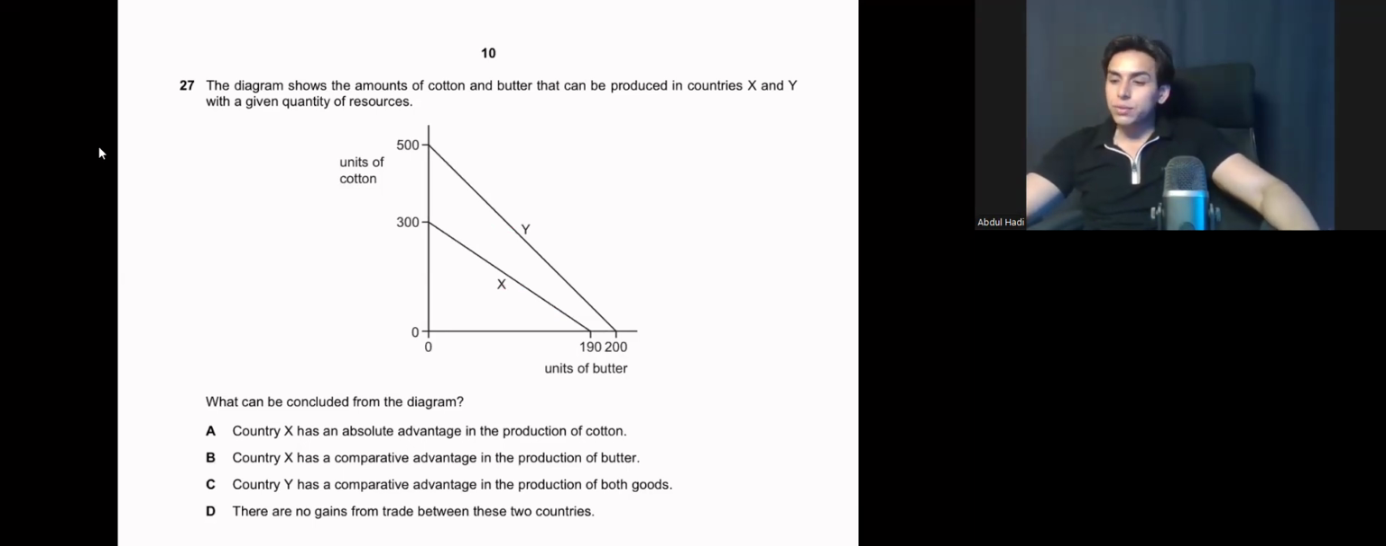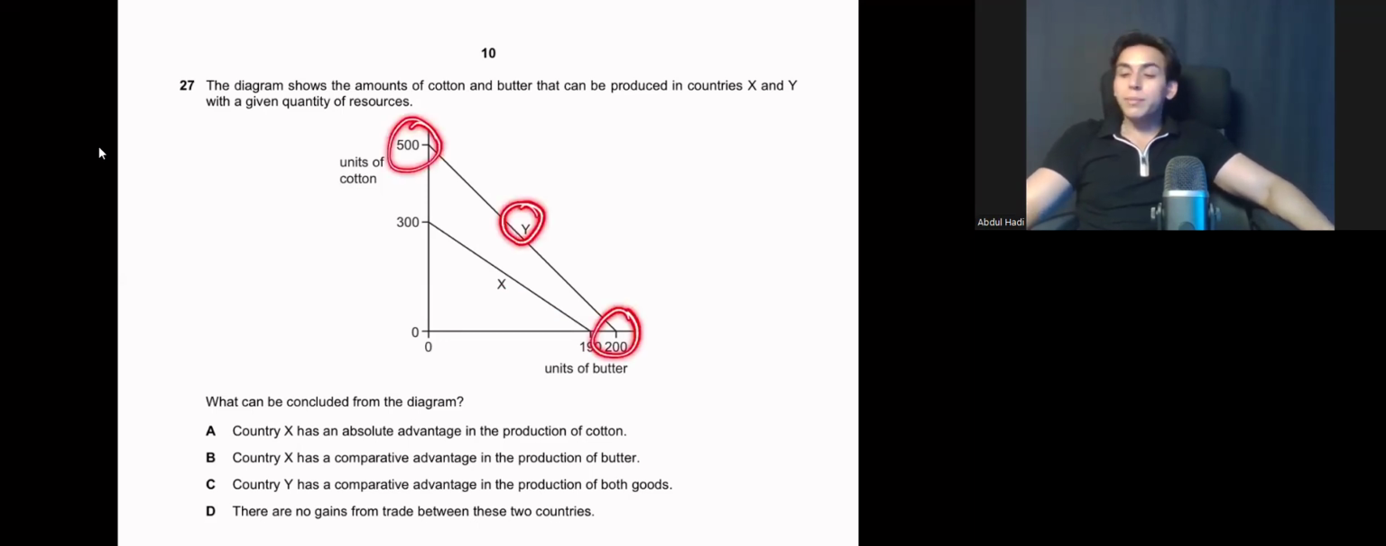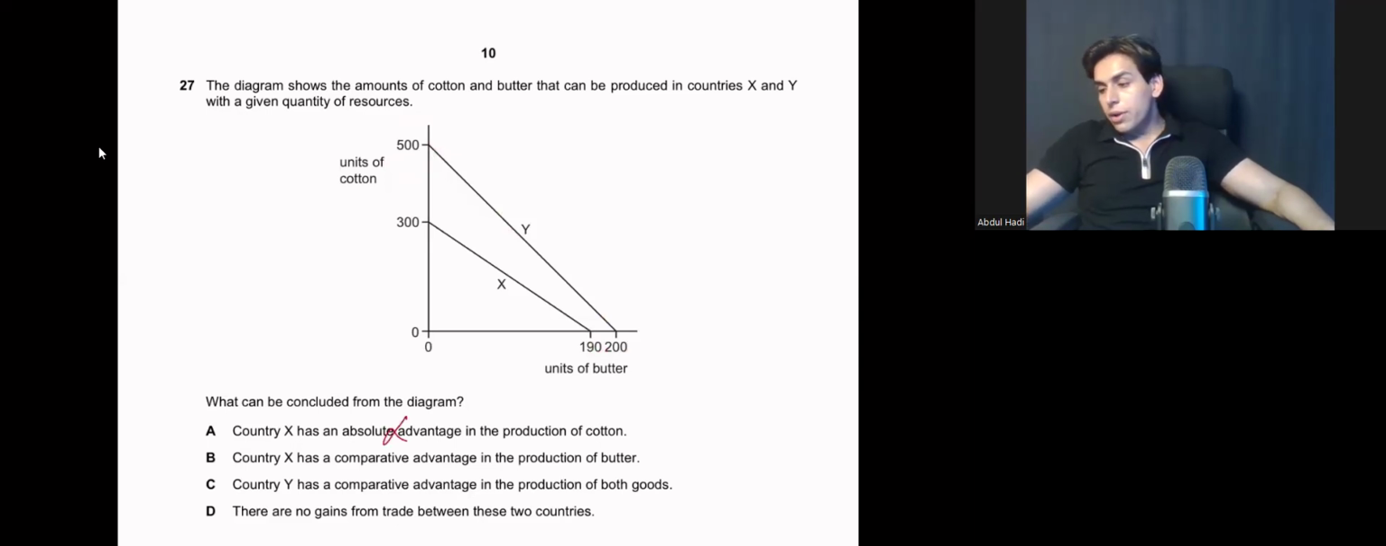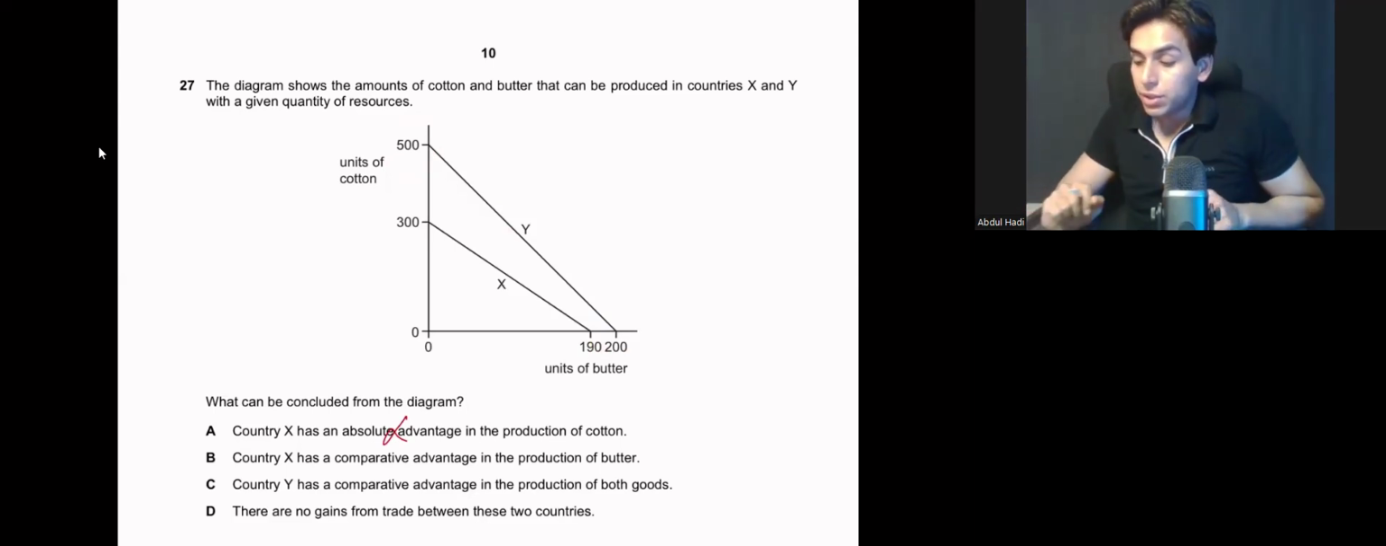The diagram shows the amounts of cotton and butter that can be produced in country X and Y with a given quantity of resources. What can be concluded from the diagram? All right, country X has absolute advantage in the production of cotton. No. Country Y has absolute advantage in both of them, cotton and butter. So country X has no form of absolute advantage. Country X has comparative advantage, country Y has comparative advantage. There are no gains from trade between two countries. Let's calculate comparative advantage.